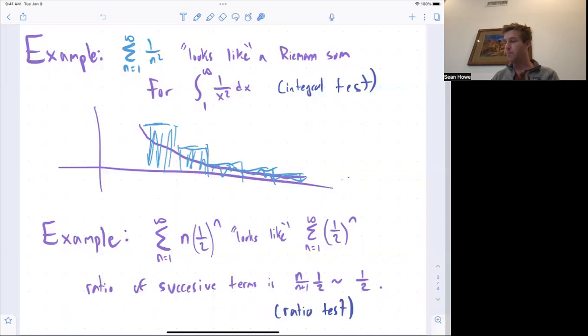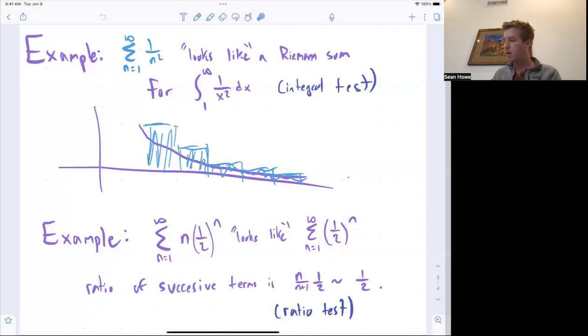Another type of example is comparing infinite series that look complicated to a simple infinite series. So here we might look at the series the sum of n times 1/2 to the n. If we didn't have this n here, if we just had the sum from n equals 1 to infinity of 1/2 to the n, this is just a geometric series, and we would know that it converged and even what it converges to from the stuff we did earlier. But somehow this series isn't so far off from that series.